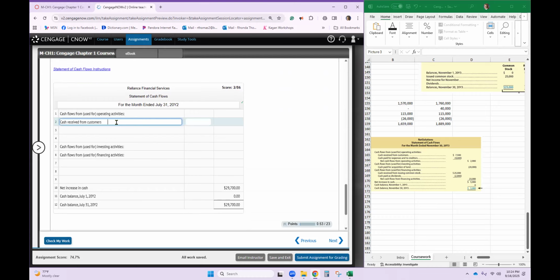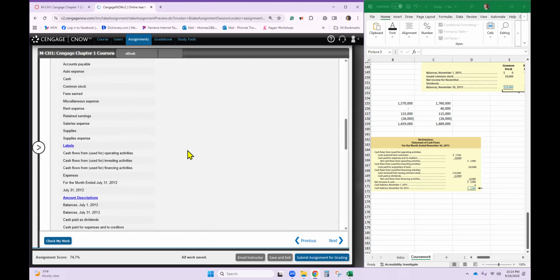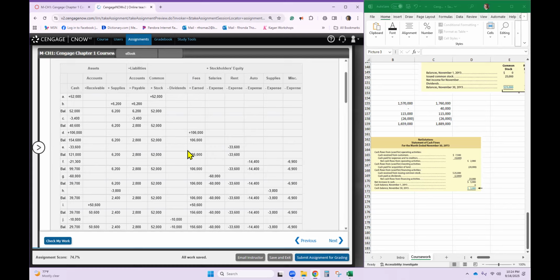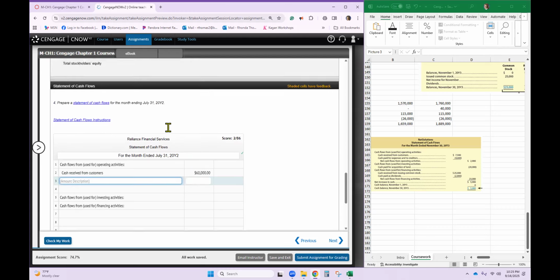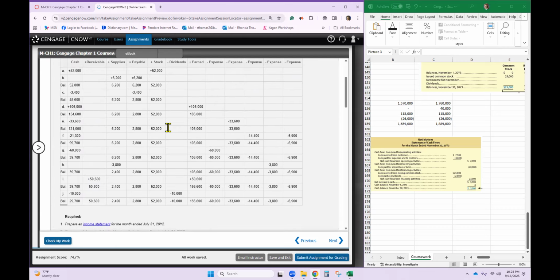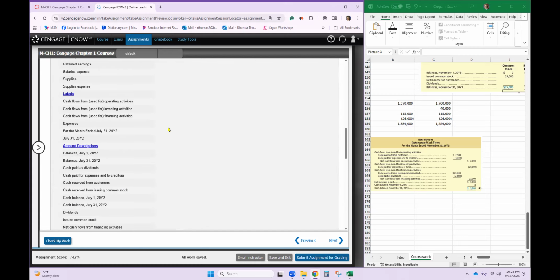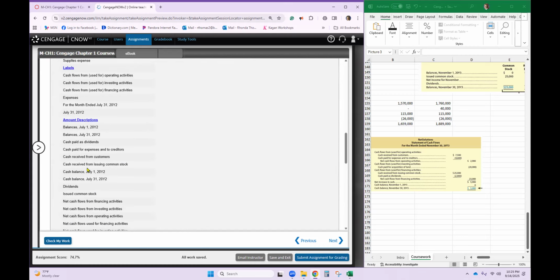This isn't all the revenue. So when we go up and look at cash, when cash goes up for 106,000, that's because we received cash for revenue from customers. Okay, that's the only one that is revenue. All right, so 60,000. And then the cash paid for expenses and creditors, I think is what we want. Cash paid for expenses and to creditors.